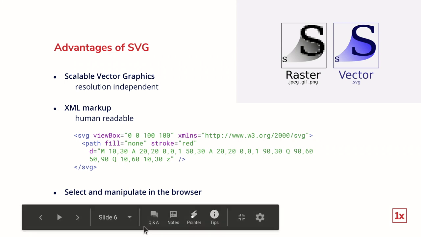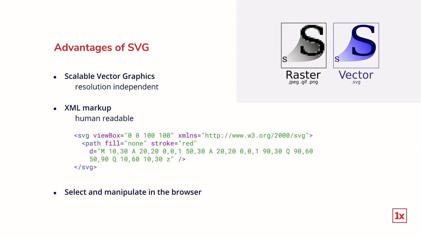The advantages of SVG images, I think the most important are three. They are scalable and resolution independent, so we can increase and decrease the size without losing resolution, as happens with a raster picture like PNG. If we increase the size, we lose quality and get pixelated images. With SVG images, we don't have that.